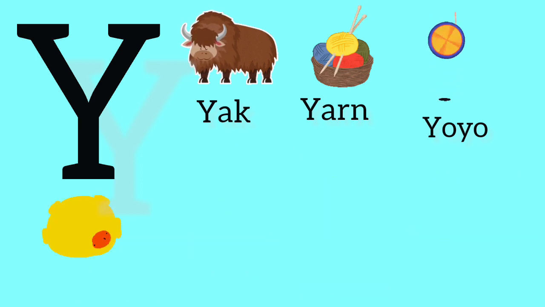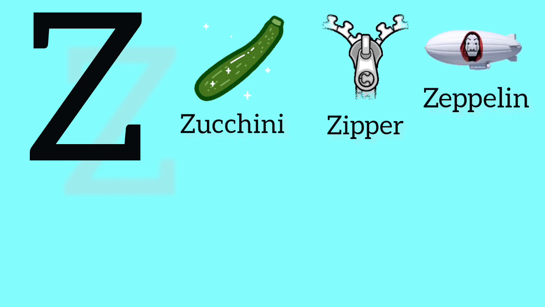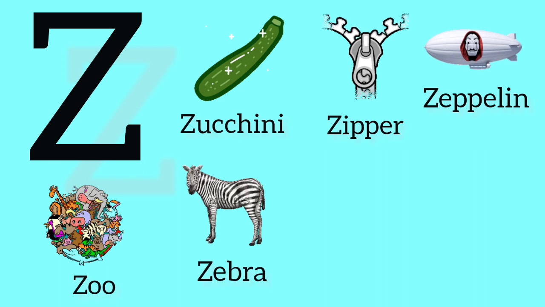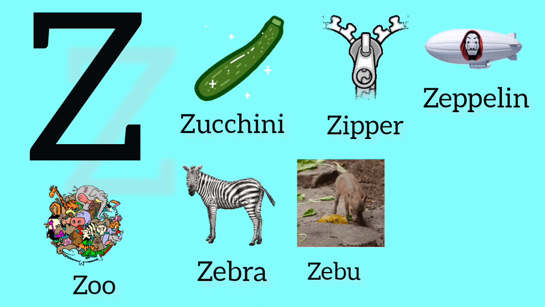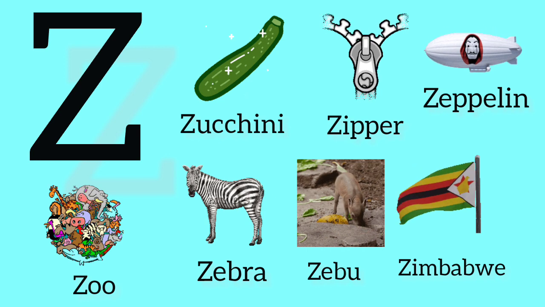Z. Z is for zucchini. Z is for zipper. Z is for zeppelin. Z is for zoo. Z is for zebra. Z is for zebu. Z is for Zimbabwe.